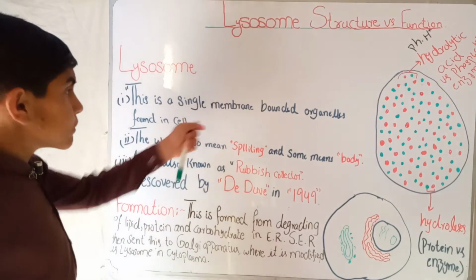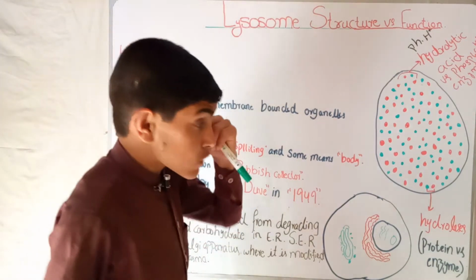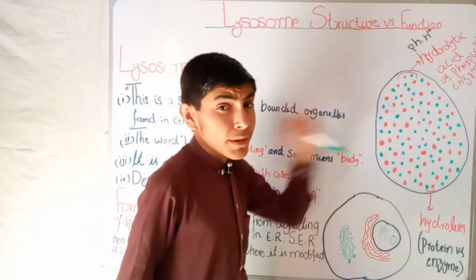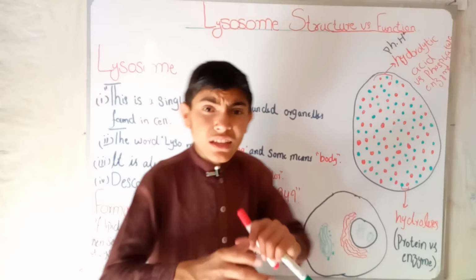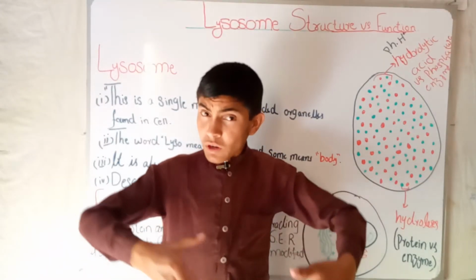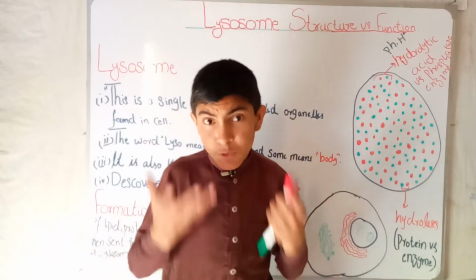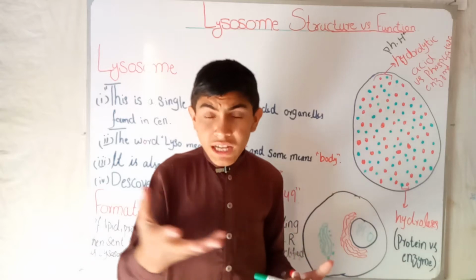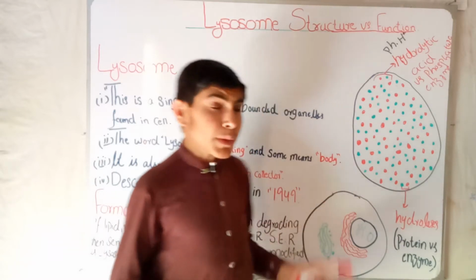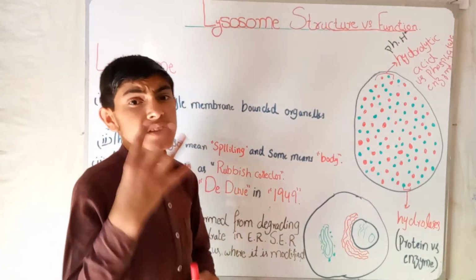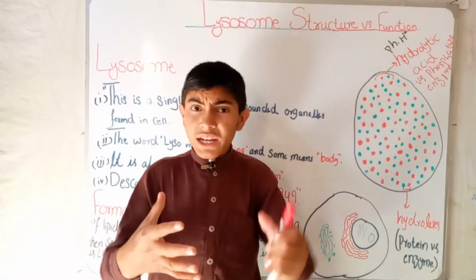It is a single membrane bounded organelle. Okay, students, this is a single membrane bounded organelle. In the cell there are some organelles which have a double membrane, like the nucleus, mitochondria, Golgi apparatus, and some other contents have a double membrane, but the lysosome is a single membrane bound organelle.